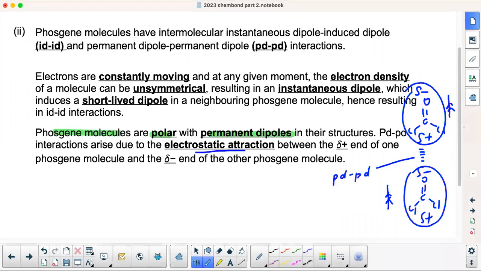So due to the electrostatic attraction between the delta plus of one end and the delta minus end of the other molecule. Got it? Okay, now we go back to some common questions on hydrogen bond. Some other additional questions on hydrogen bond.